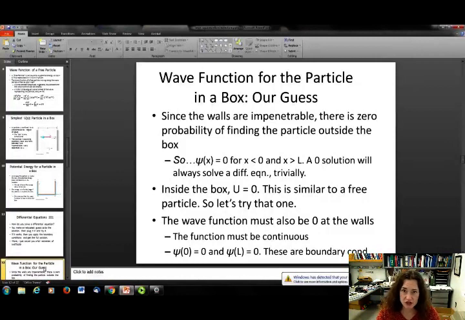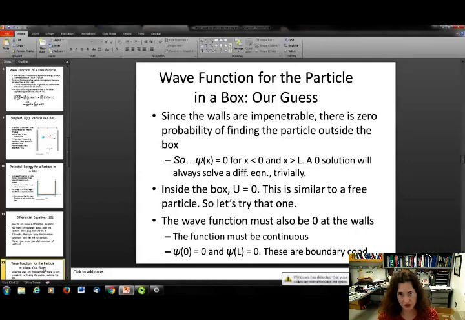Inside the box, the potential energy is equal to 0. Now this is really similar to our free particle solution. So what we're going to do is try our free particle solution again. That's going to be our guess. We've already tried it for U equal to 0 and it worked. So basically all we have to do is apply our boundary conditions, and when we apply our boundary conditions, we're good.